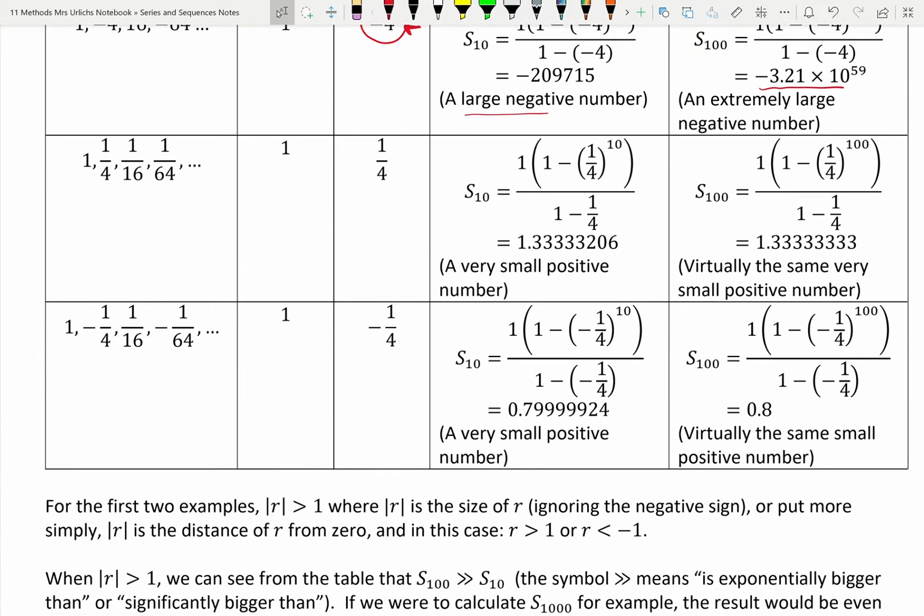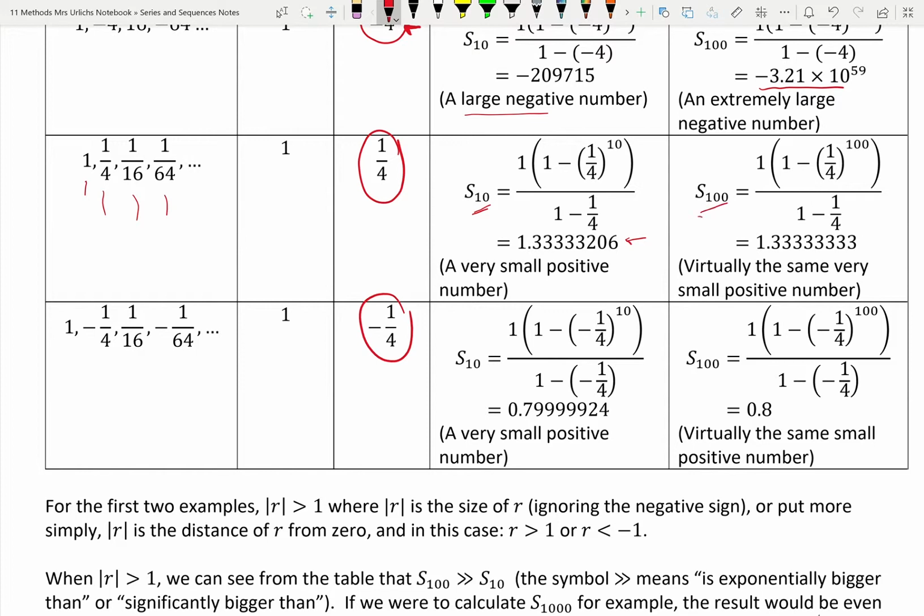In the second set of examples, we've got a ratio of a quarter, which means each term is getting smaller than the one before. And you can see it over here. We've got 1, a quarter, a 16th, a 64th. Every time that denominator increases, the term is getting smaller and smaller. So now, instead of adding something that's bigger and bigger each time, we're adding something that is smaller and smaller each time.